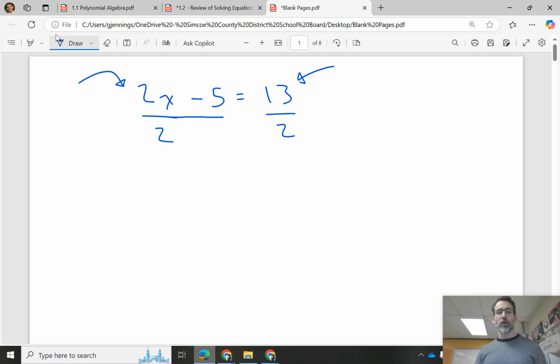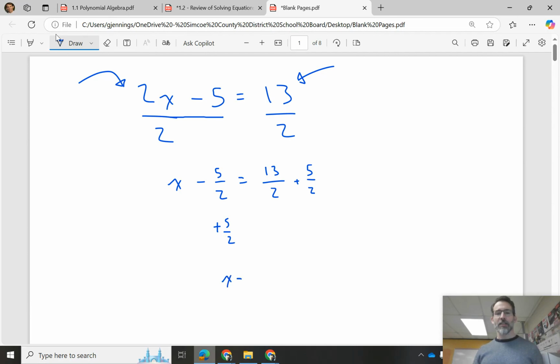2x divided by 2 is just x. Negative 5 divided by 2 is negative 5 divided by 2. No other simpler way to write it except for negative 2.5 if you like decimals and you're some kind of maniac. And 13 over 2 is 13 over 2. No simpler way to write it. Okay, and those of you who love fractions are going to love this. I just add 5 on 2 to both sides.